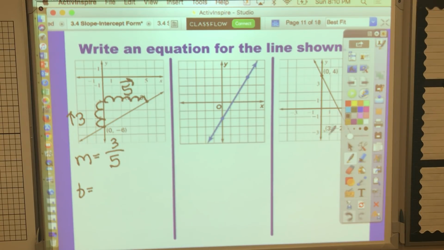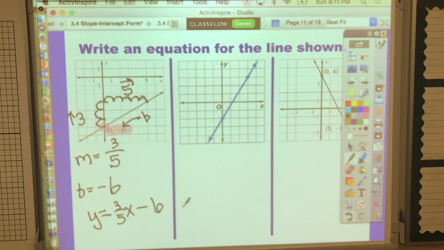That b is the point where my line crosses the y-axis. So it's this point right here, and they're giving me an ordered pair that has an x-coordinate of 0, and they're telling me my b is -6. So I'm ready to plug those straight into my equation: y equals m, which we found to be 3 over 5, x plus b, but since b is negative, we're subtracting that 6. Y equals 3/5 x minus 6.